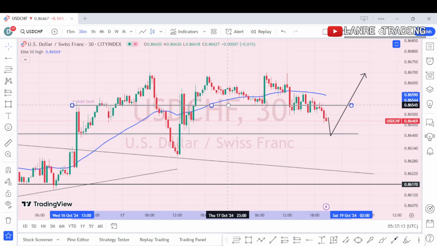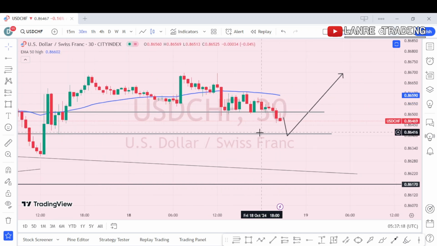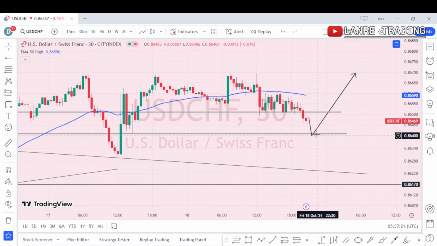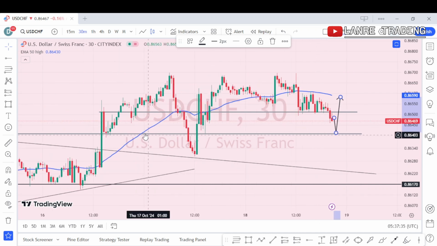I believe this level right about here, within these two levels, just wait for price to close above here. If you want to use this as your entry level, all you need to do is wait for price to clear this high.